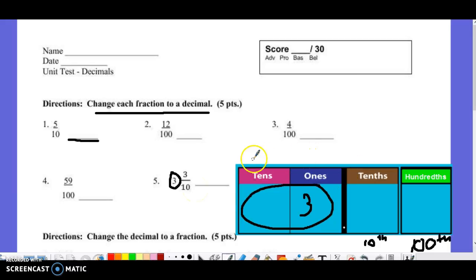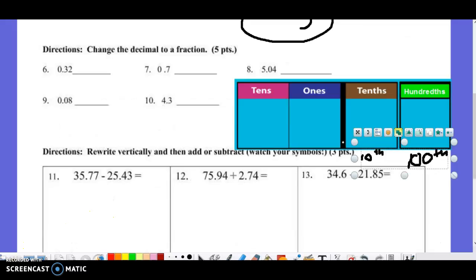I should see a chart that looks just like this when I come back and check your work. If not, then I know you're not following directions. Then you can go down to the very next problems. Now I'm changing decimals into fractions. Use this chart again. I would actually draw the chart one more time.